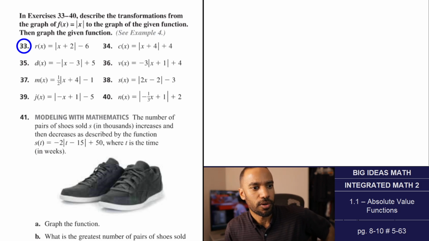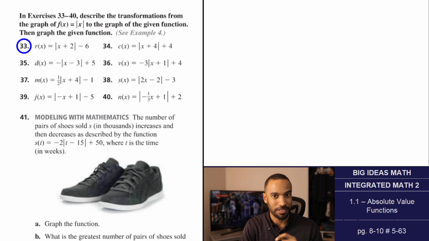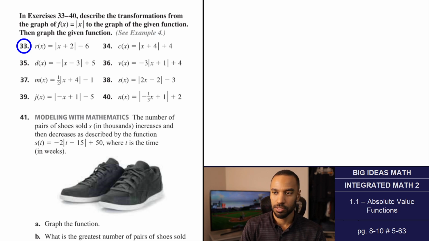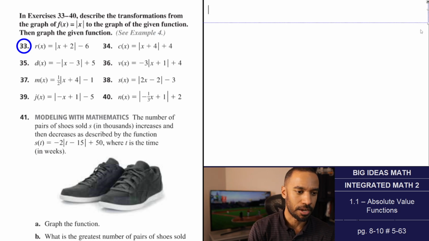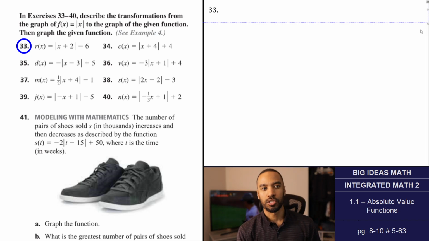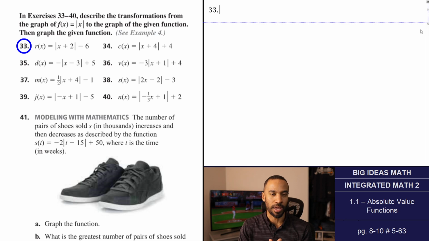Describe the transformations from the graph of f of x equals absolute value of x to the graph of the given function, then graph the given function, of course. I guess let's try and describe it first. I am going to type these out this time. Number 33, so the original is just the parent function. Nothing's transformed. So everything we say, we don't have to count things. That's why I can write it first.